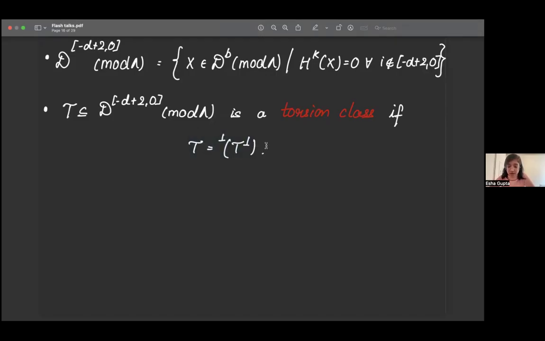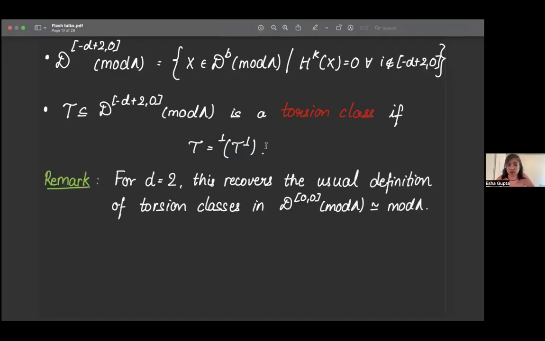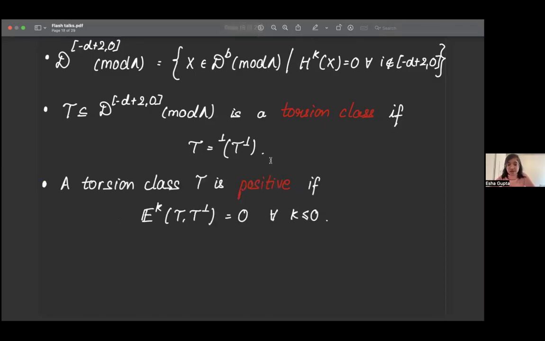I want to make a quick remark here, which is that if I take d equal to 2, then this truncated derived category is just the same as the module category. In particular, the definition of a torsion class here is equivalent to the definition of a classical torsion class, which is being closed under quotients and extensions. But somehow that definition is more difficult to generalize, so we use this equivalent version here. And then we say that a torsion class T is positive if there are no negative extensions between T and its perp.